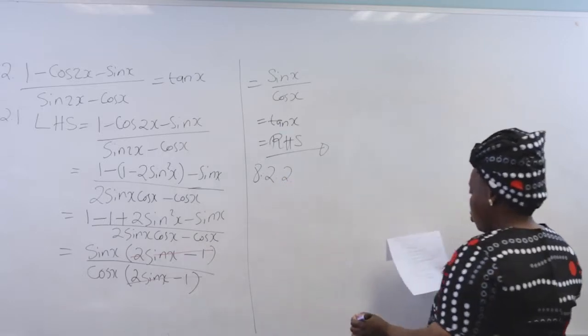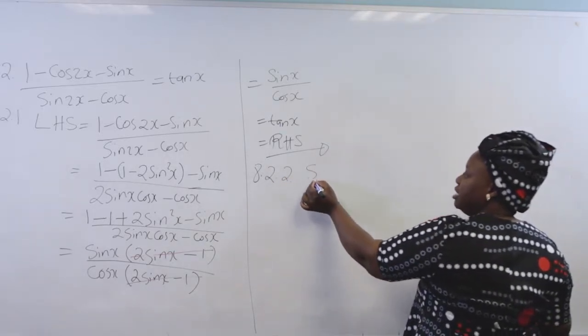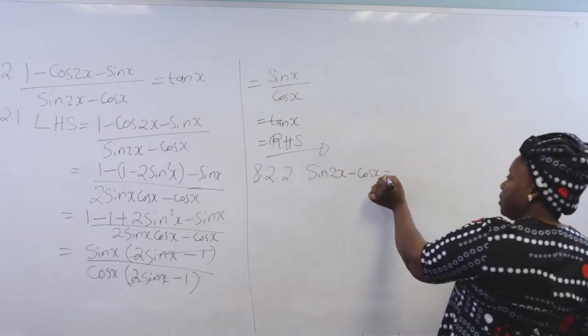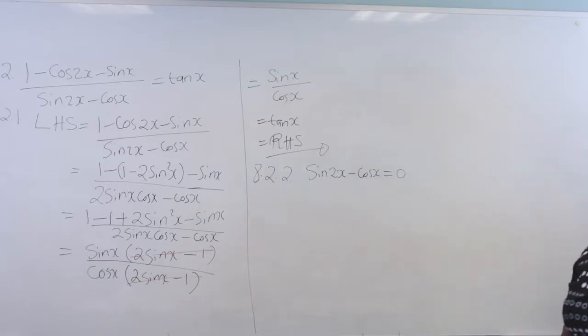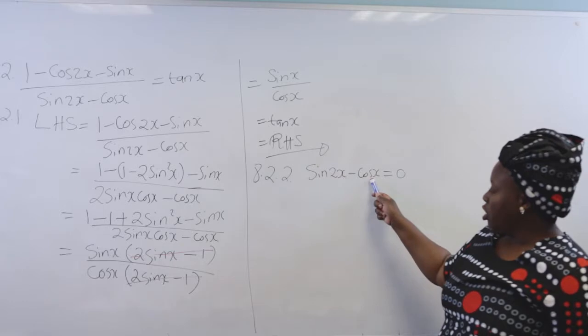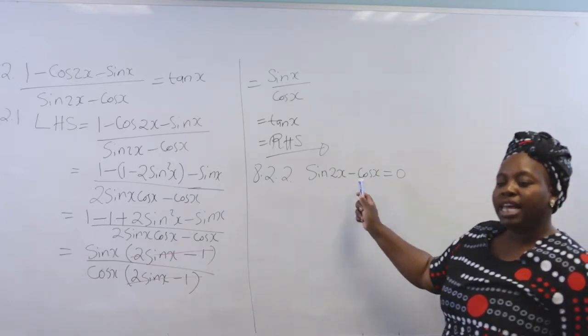8.2.2. We are told that it's undefined. So undefined is when the denominator is equal to 0. That is where undefined is. We must solve for x. Now, look at this. We have sine and cos. We just said these two are somehow married. So we can put them in that statement.